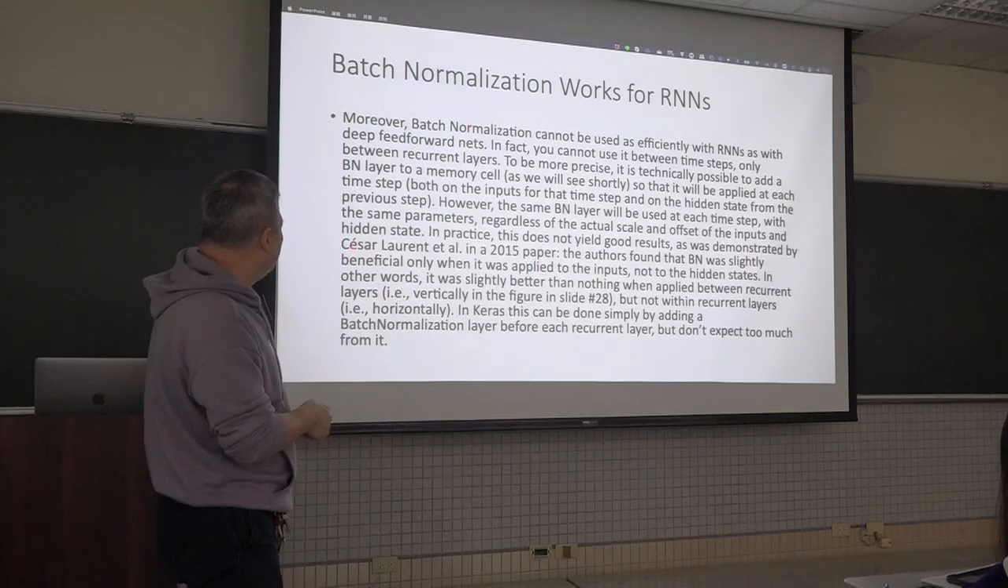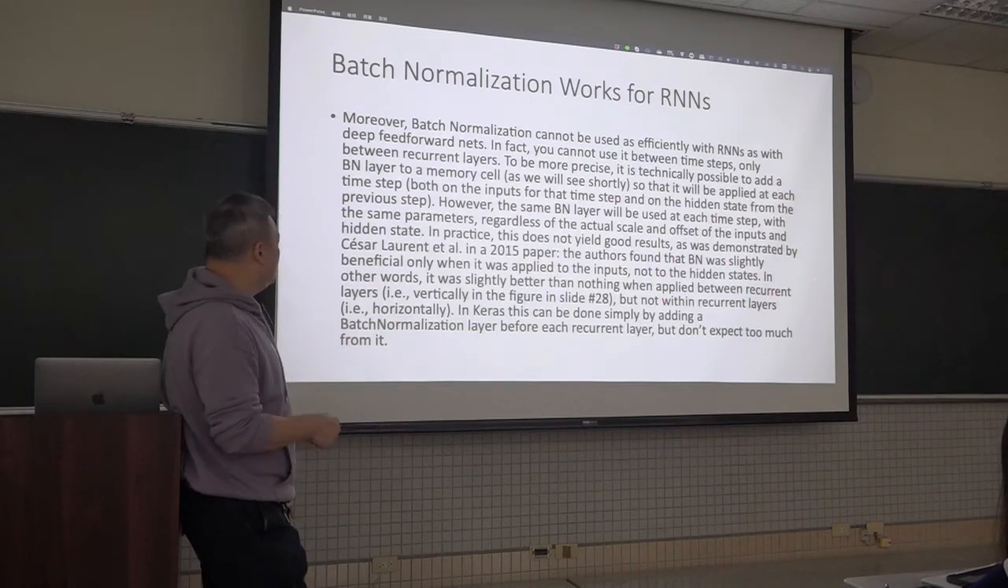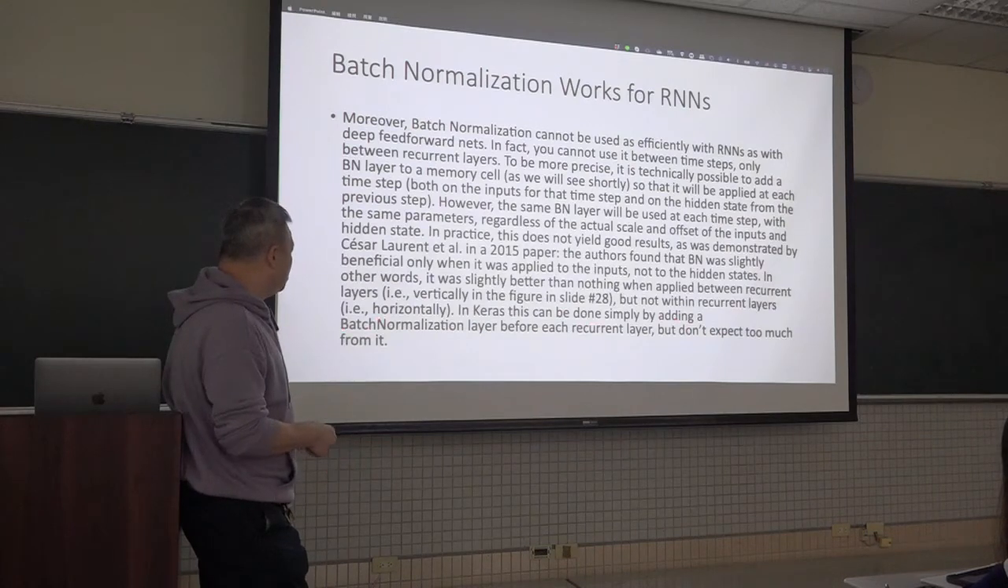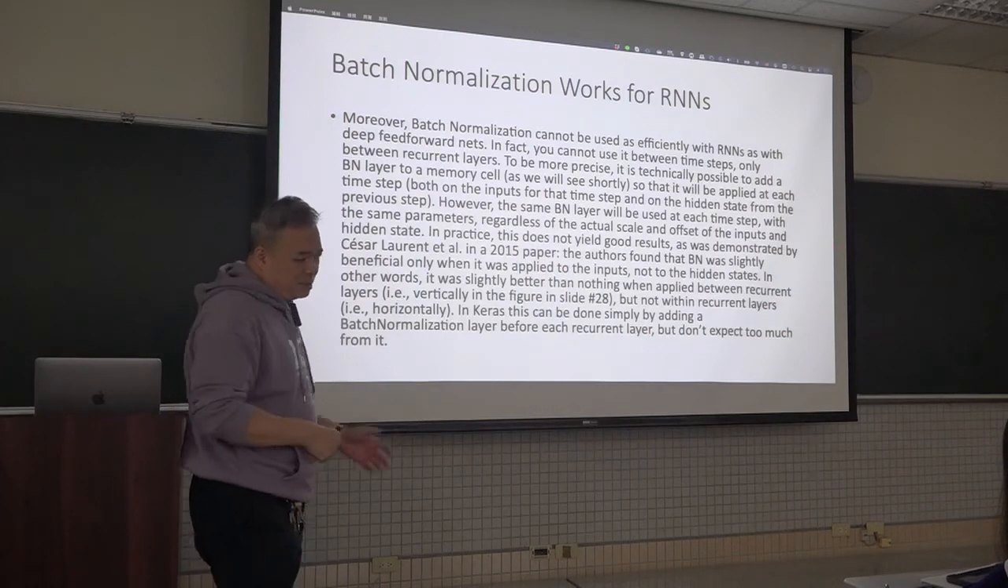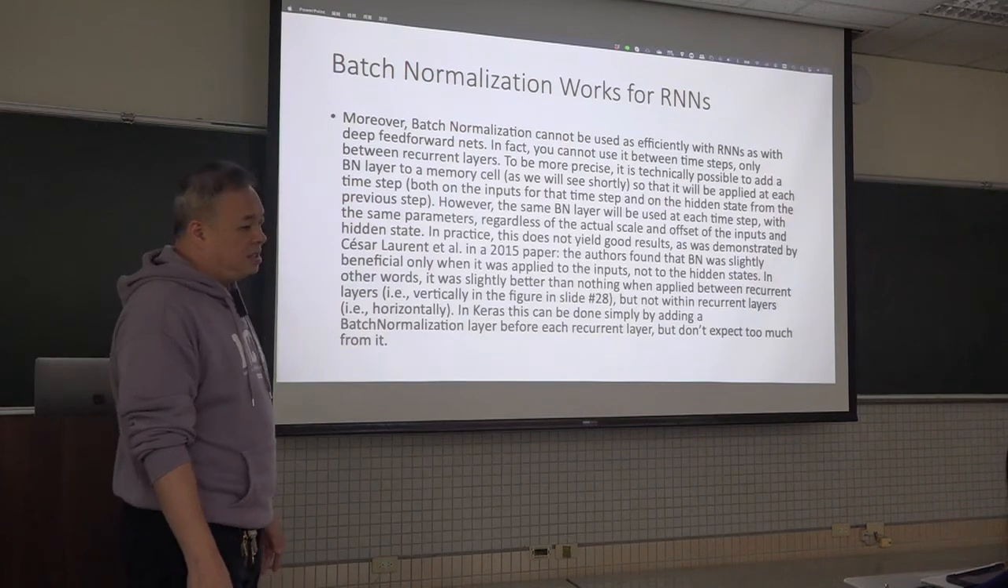This was demonstrated in another paper. The authors found that BN was slightly beneficial only when it was applied to the input, not to the hidden state. In other words, it was slightly better than nothing when applied between recurrent layers, but not within recurrent layers. So it's really not that useful. In Keras, this can be done simply by adding a batch normalization layer before each recurrent layer, but don't expect too much from that. So, we know BN is so important, especially in CNN.